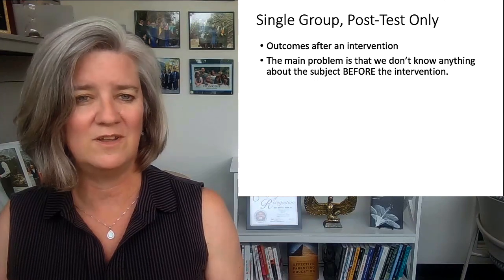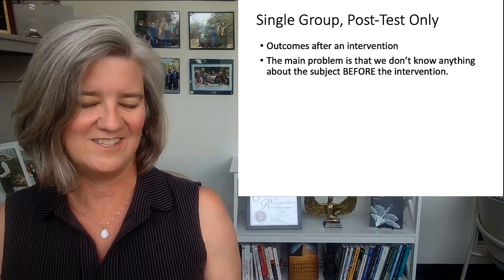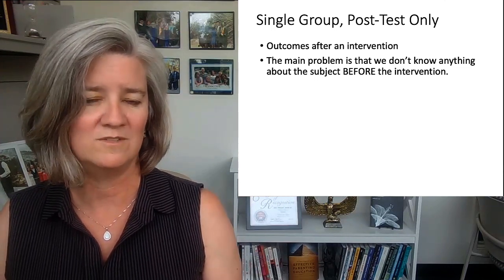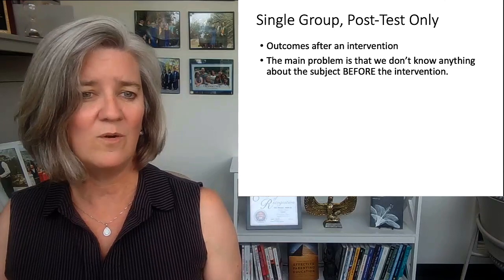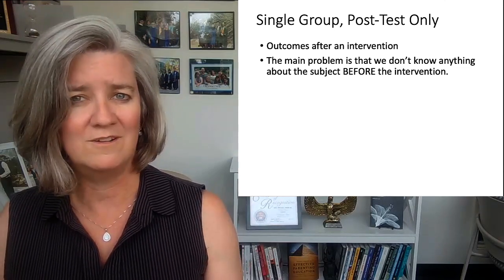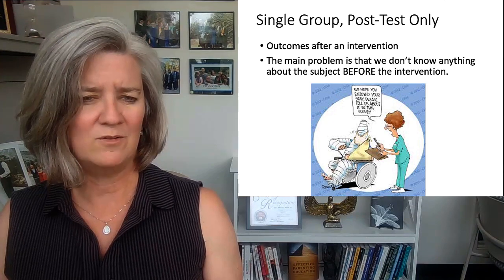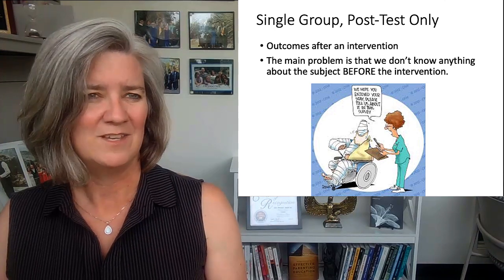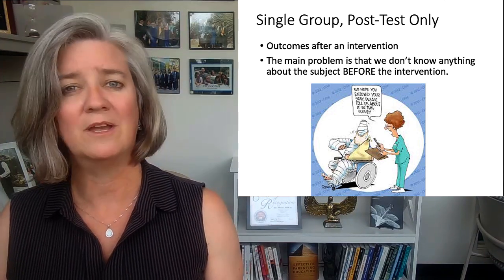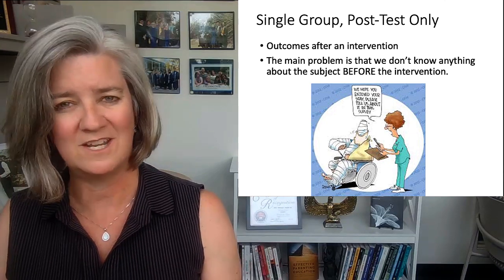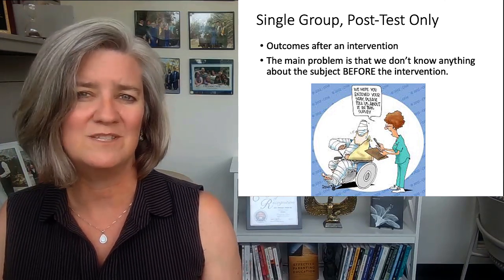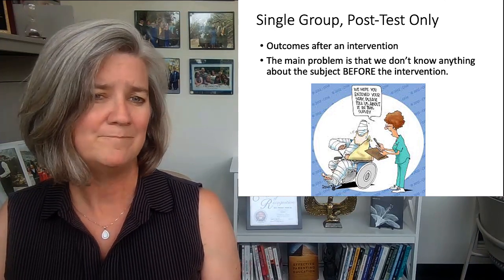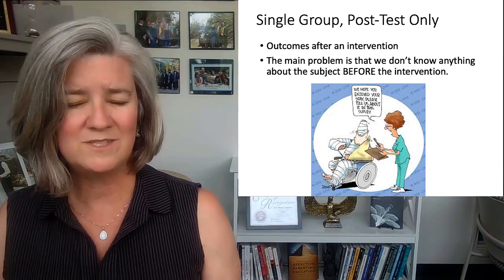This is when some kind of intervention has been applied and the scientists simply come in later and measure outcomes. They find out what happened afterwards. The problem, of course, is that we don't know anything about the subject before the intervention. Think about surveys that you might take at the end of a doctor's visit or a hospital stay. Surveys you might take after you have a shopping experience in a particular store or on a particular website, or even student ratings of instruction that you complete at the end of completing a course at a university. These are all single group post-test only.